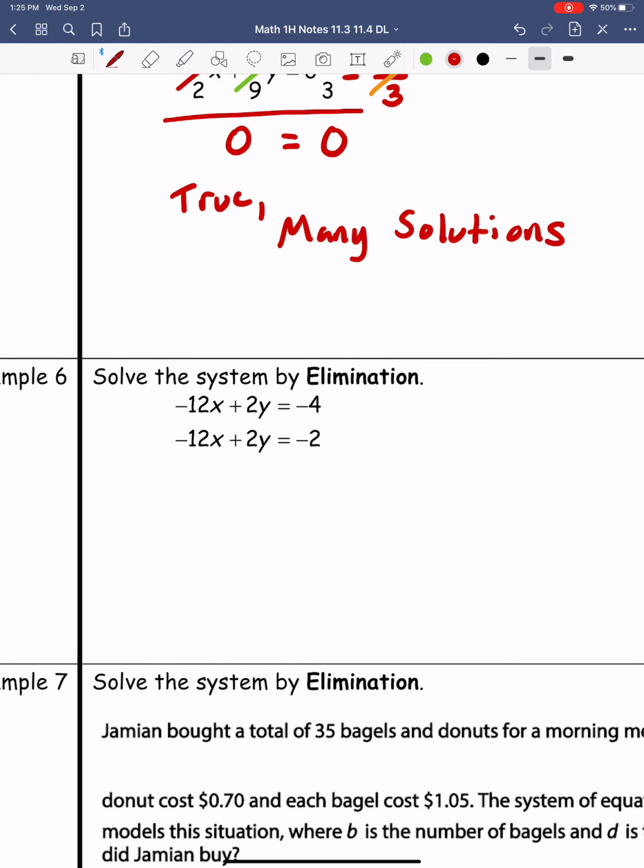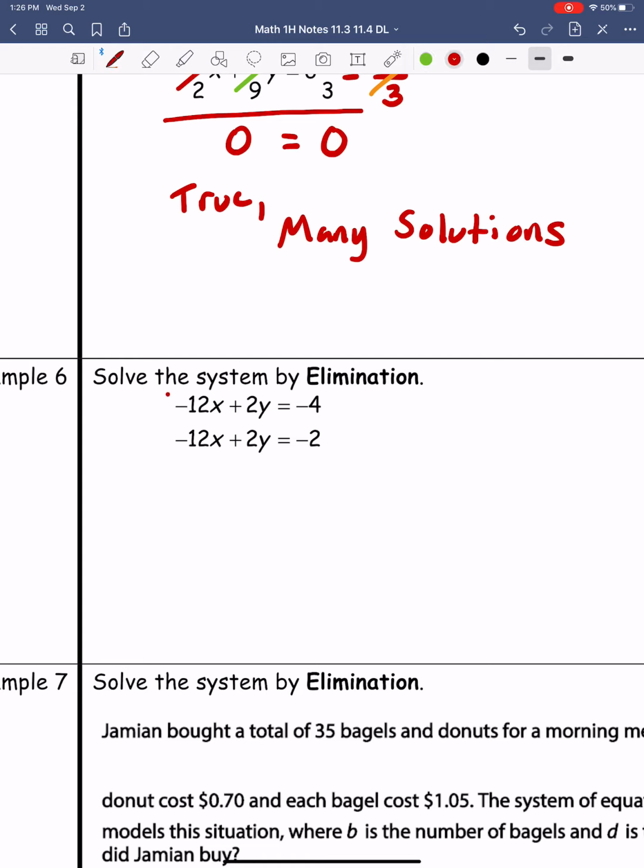All right, moving to example 6. Okay, same idea here. Everything's set up for me nicely, so I'm going to go ahead and start to cancel things here. So we've got 12x and negative 12x. Okay, well, there's a problem because they're not opposites. They're identical, right? So I need to get these things to be opposites.